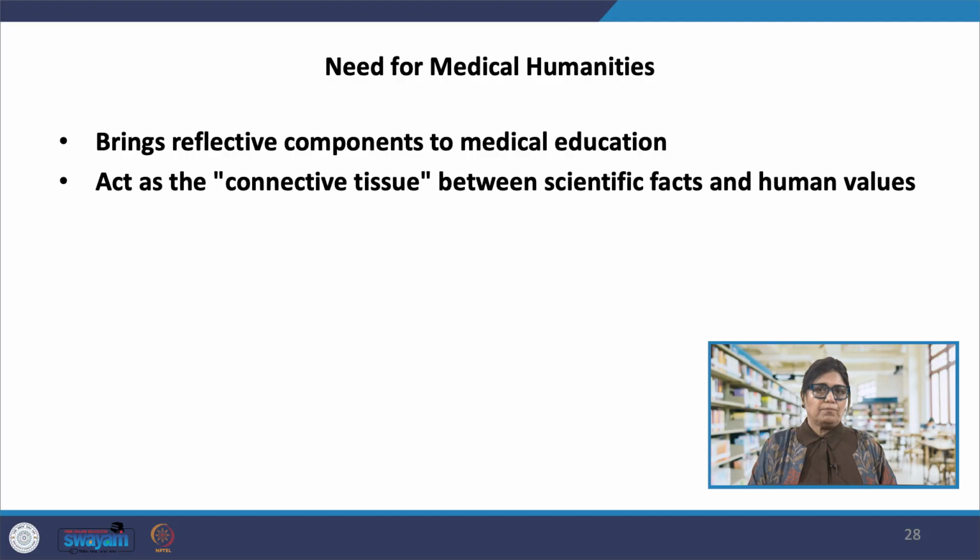Medical humanities brings a reflective component to medical education that facilitates a deeper understanding of human experience. Medical and health humanities are essential because they act as a connective tissue between scientific facts and human values. While medicine provides the cure, the humanities provide the care. Here is why medical and health humanities are increasingly critical in modern healthcare.